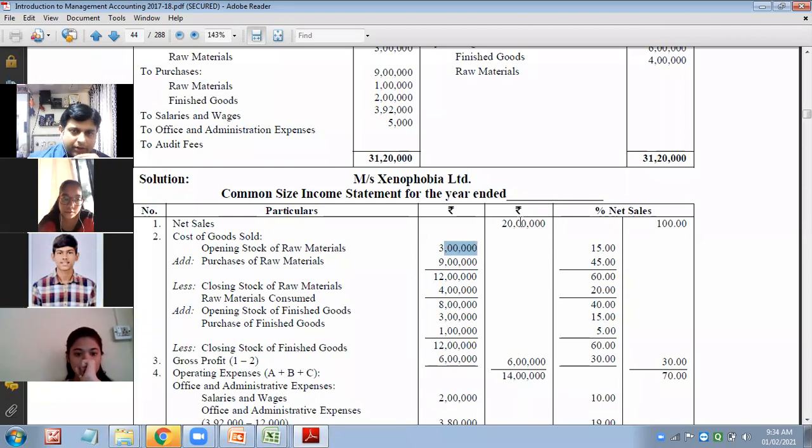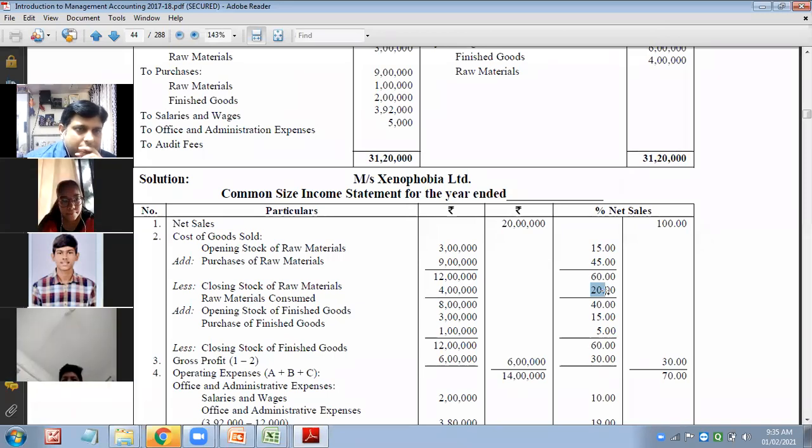Each amount divided by sales into 100. And I am going to write those percentages in the percentage column. Making sense to all of you? Yes or no? Tell me yes or no.